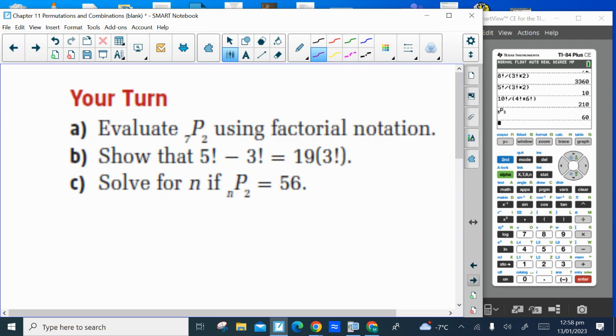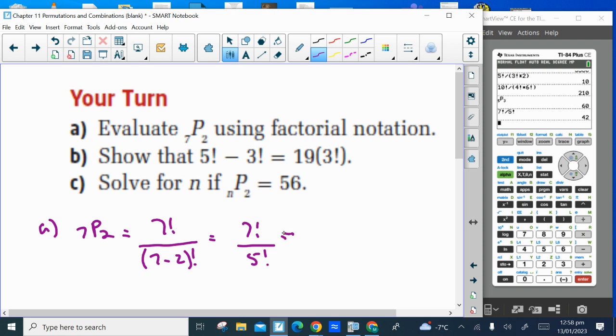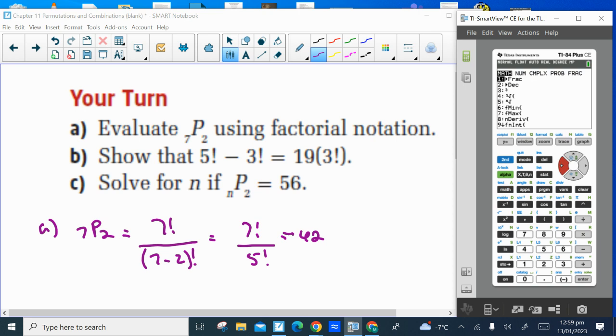Evaluate 7P2 using factorial notation. So that's using the formula, 7 factorial over 7 minus 2 factorial, or 7 factorial over 5 factorial. Gives us an answer of 42. And you could check that by going 7P2 on the calculator.